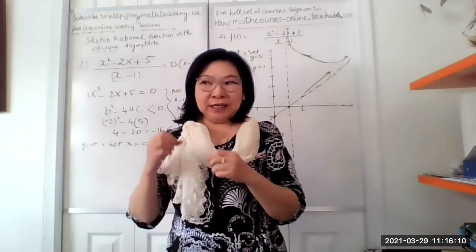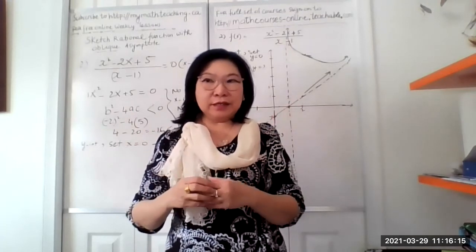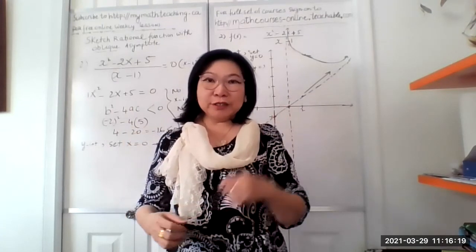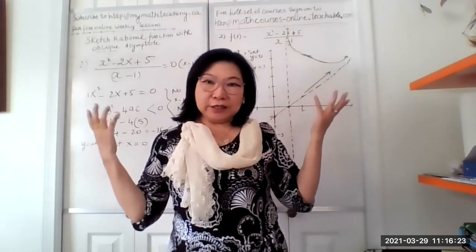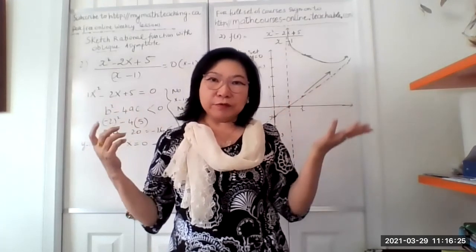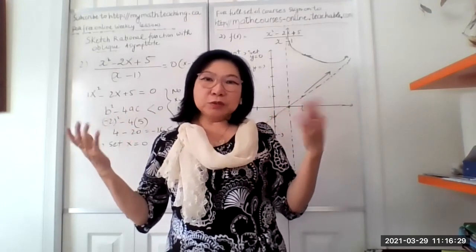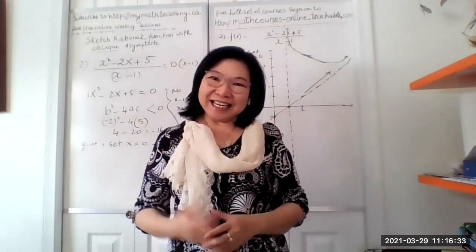In the next lesson, I will talk about how to write the rational equation using given data features like this. Let's say they give you a vertical asymptote, horizontal asymptote, and oblique asymptote, and they ask you to write the rational function. So that will be the next lesson.